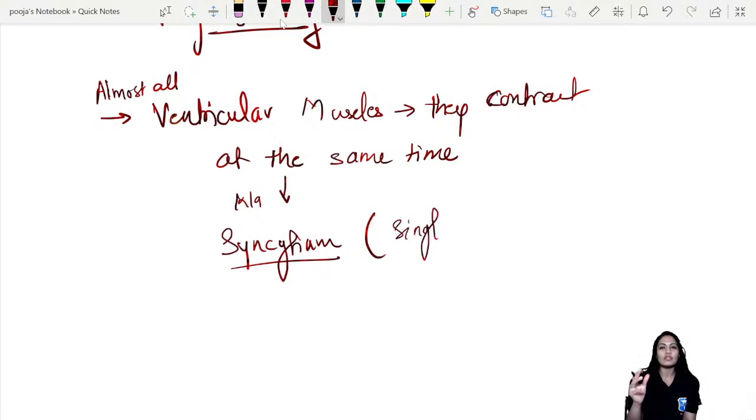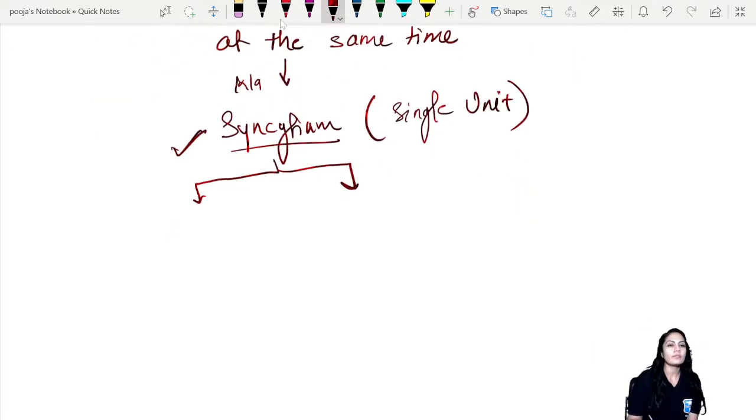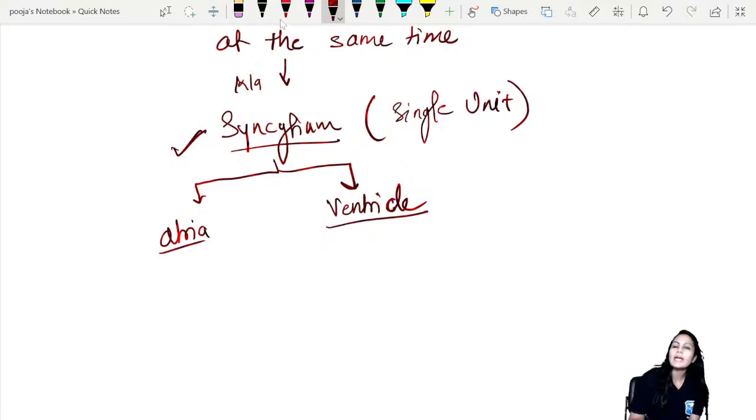The whole of the ventricular muscles act as a single unit, and that's why they are known as syncytium. Now in the heart we do have two different types of syncytium, and what are they? First is the atria, another is the ventricle, right? So all the atrial muscle fibers contract at the same time, and all the ventricular muscle fibers are going to contract at the same time.